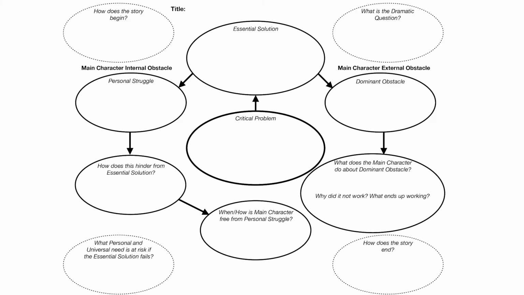And at the very end, just like everyone else that he had to leave in life, or that left him, he has to choose to leave the ring. And that's why it overcame him, because the ring knew his deepest personal struggle. Tolkien was a genius. And that's how it hinders the essential solution. And so when is Frodo Baggins finally freed from this personal struggle?